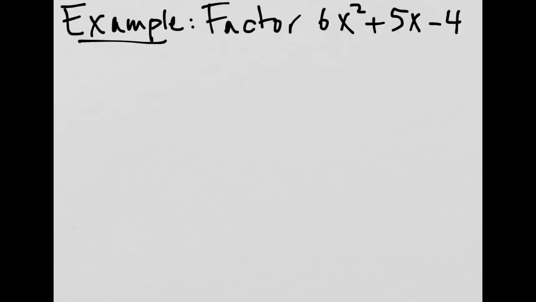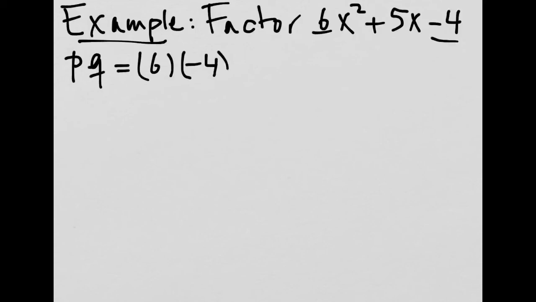Let's move on to another example. Let's factor 6x squared plus 5x minus 4. Here we want integers p and q that multiply to 6 times negative 4, which is negative 24. And we want p plus q to add up to 5.